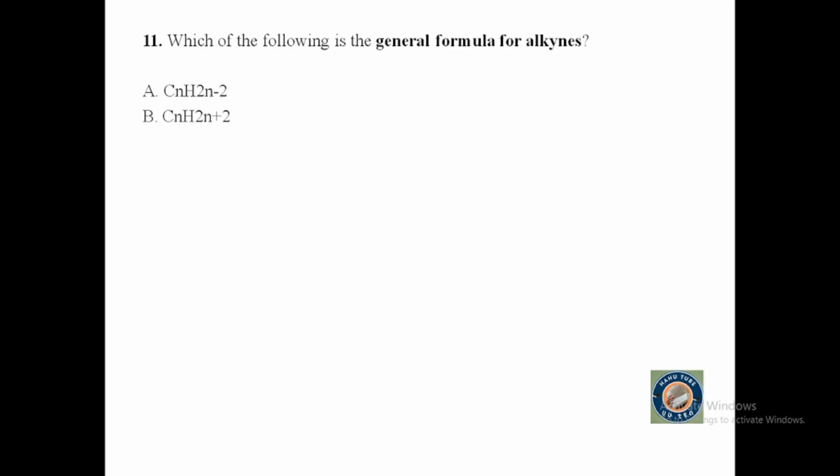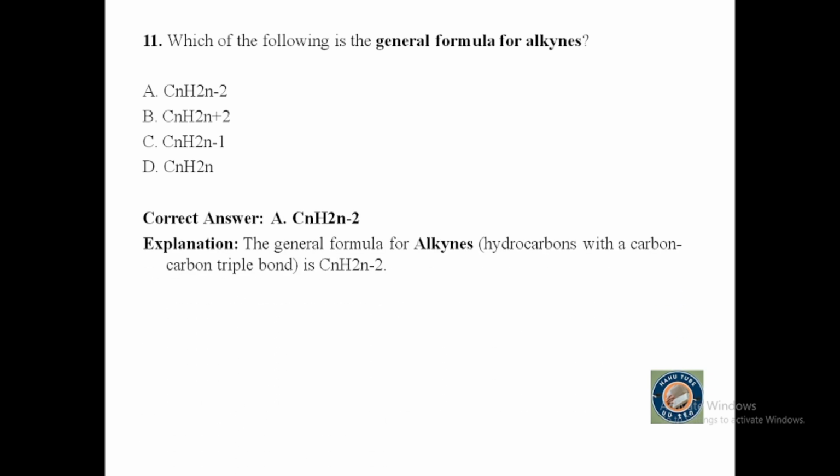Let's go. Question number 11. Which of the following is the general formula for alkynes? A. CnH2n-2. B. CnH2n+2. C. CnH2n-1. D. CnH2n. The answer is CnH2n-2. The general formula for alkynes, hydrocarbons with a carbon-carbon triple bond, is CnH2n-2.